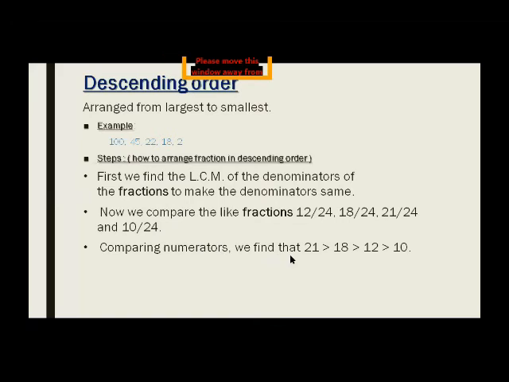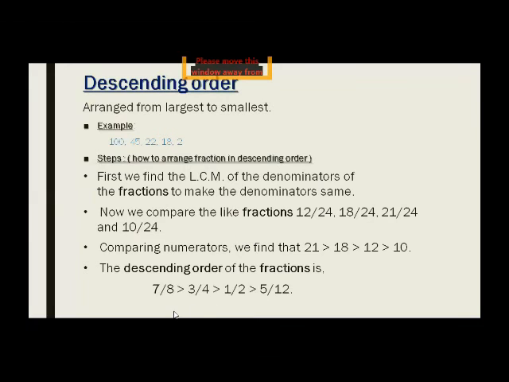Comparing numerators, we find that 21 is greater than 18, 18 is greater than 12, and 12 is greater than 10. See the order: 21, 18, 12, and 10. Here 21 is greater and 10 is smaller. The descending order of the fractions will be 7 upon 8 is greater than 3 upon 4, 3 upon 4 is greater than 1 upon 2, and 1 upon 2 is greater than 5 upon 12.